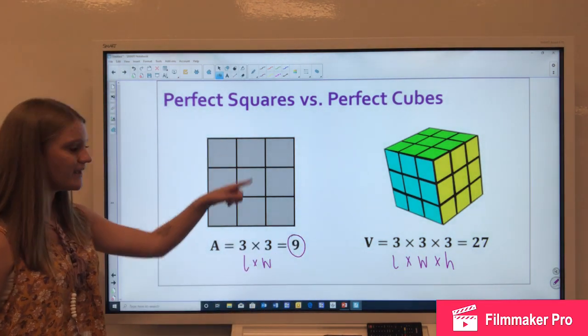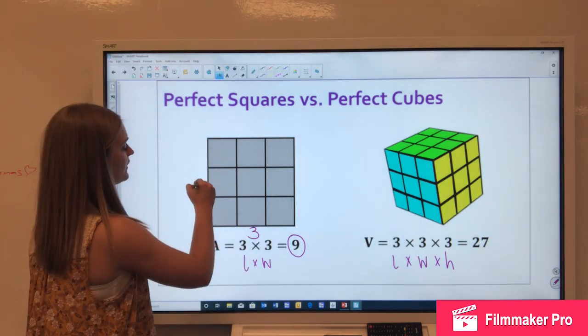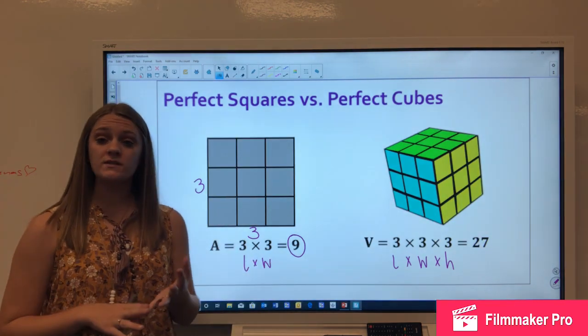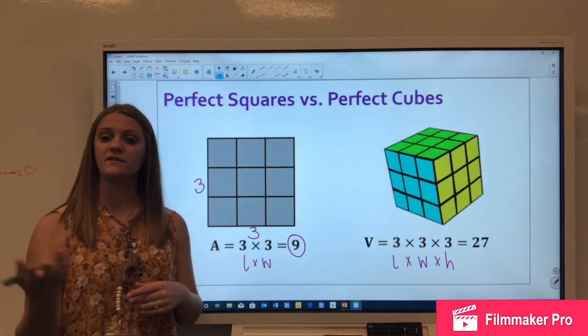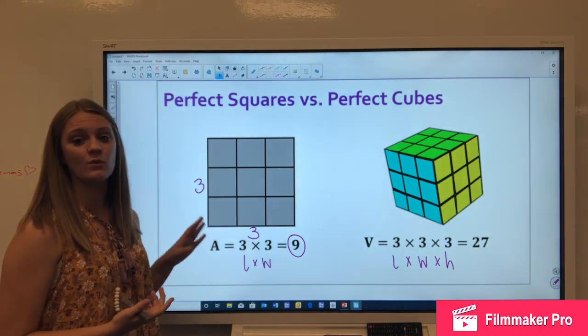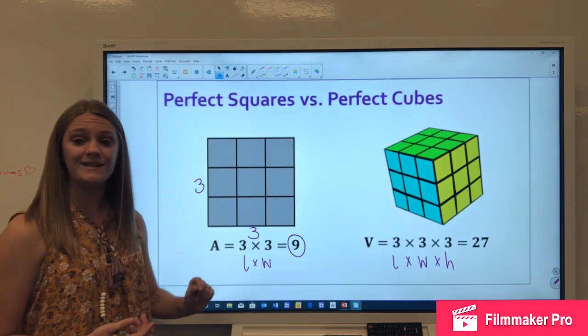So here is a square made of 9 units because when we do 3 as the length, 3 as the width, and multiply it, we get that perfect square of 9. If you did 4 times 4, or 4 squared, you get the perfect square of 16. So when you look at perfect squares, think of the area of a square, with both side lengths being that number that you're multiplying by itself.